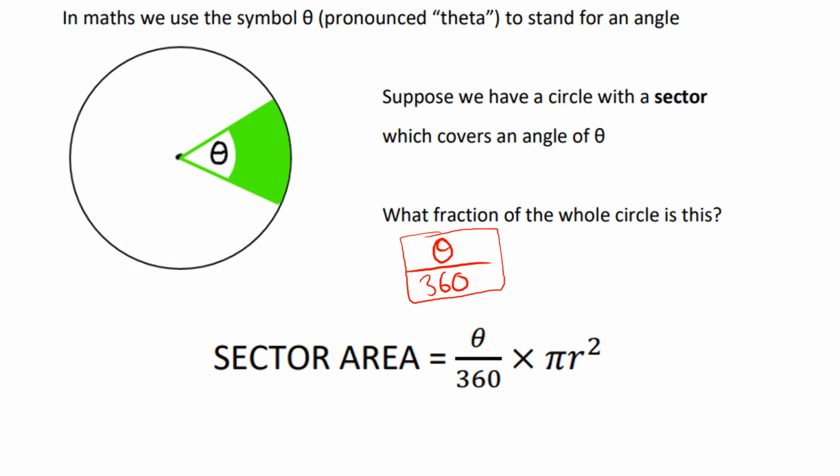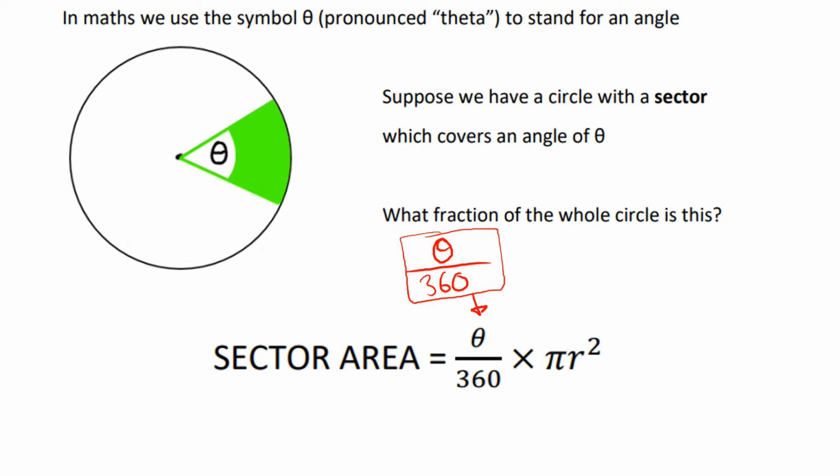Now, what can we do with this? Well, we can find the area of a sector because we know what fraction of a circle it is. Think about how we've been finding areas of, say, semicircles. If I've got a semicircle, then we just need to do a half times pi r squared, because that's half a circle. So more generally, if I've got this angle, theta out of 360 of a circle, then I just need to do that times pi r squared to find the area of a sector.